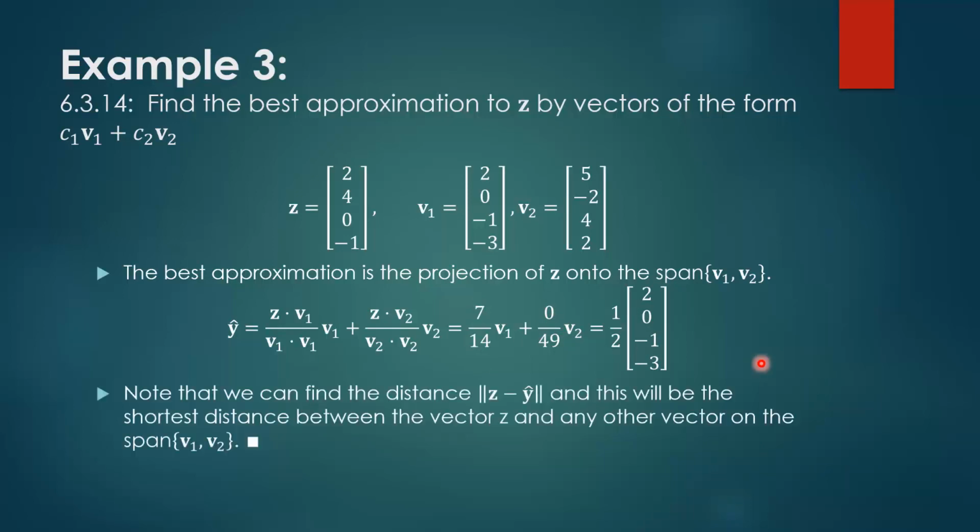So just as a note, we can find the distance between the z vector that we have originally and the y hat vector that we found that's in the span of v1 and v2. If we find the distance between these two, that's going to be the shortest distance that we can find.